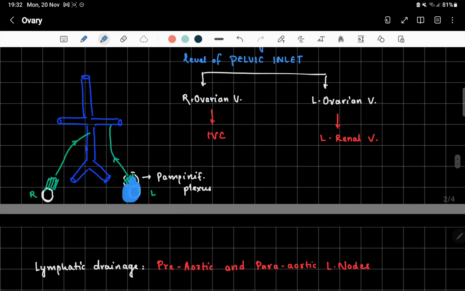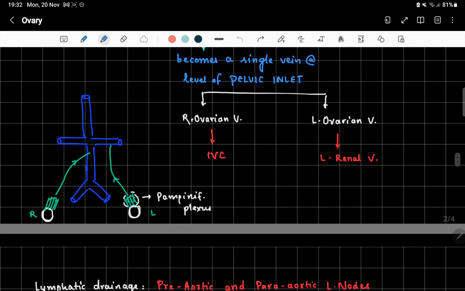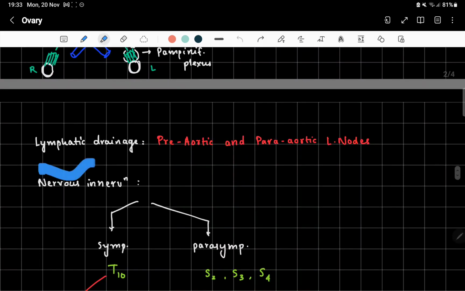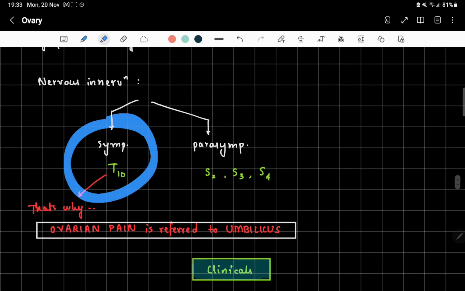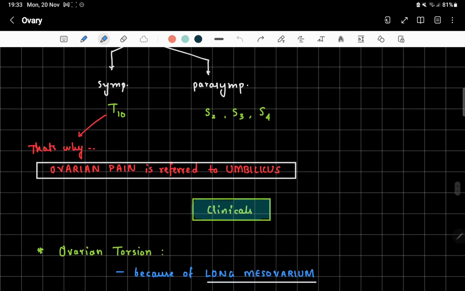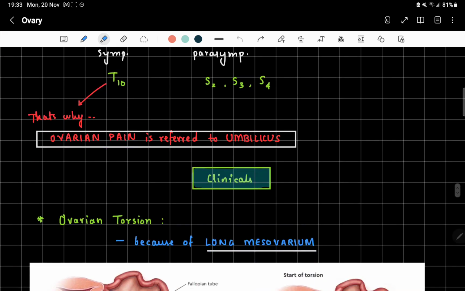And this is the pampiniform plexus. You can see the plexus type network. This is the right ovarian vein, the left ovarian vein is present over here, you can see this. Then lymphatic drainage, we have the pre-aortic and para-aortic lymph nodes. Nervous innervation, sympathetic T10, parasympathetic S2 to S4. That's how ovarian pain is referred to the umbilicus.